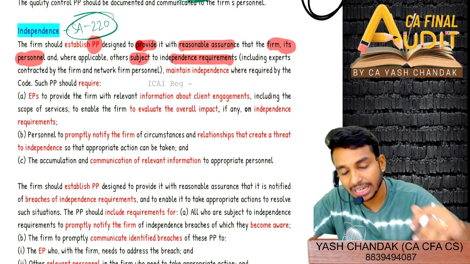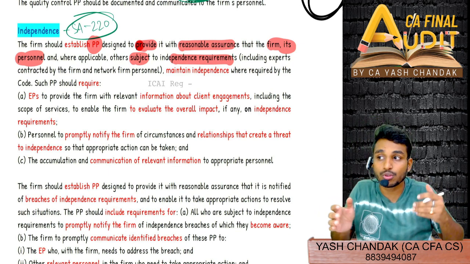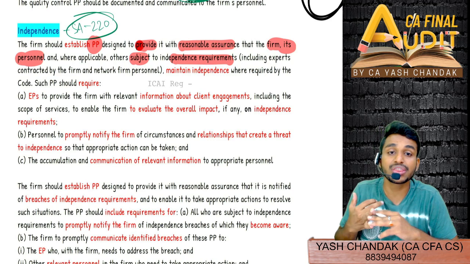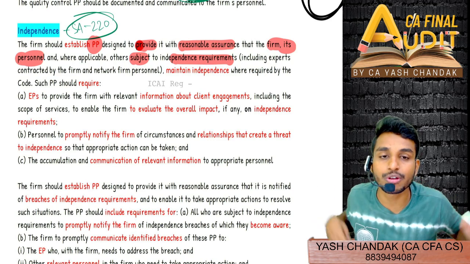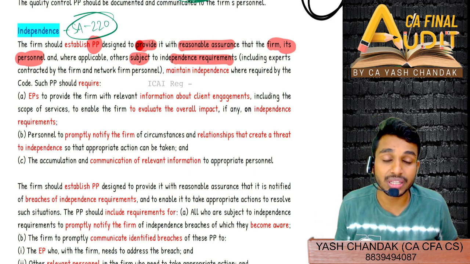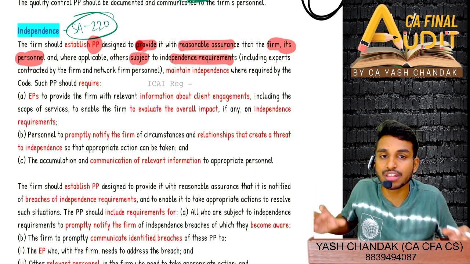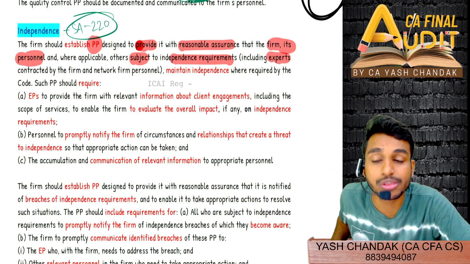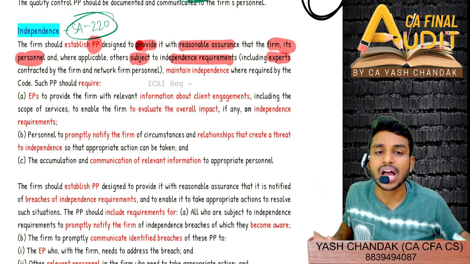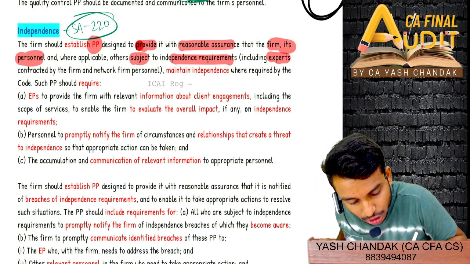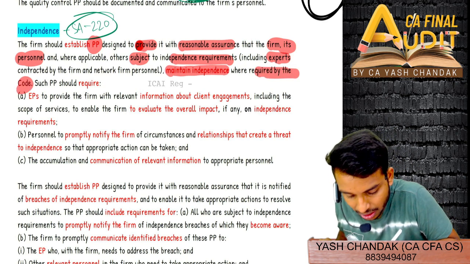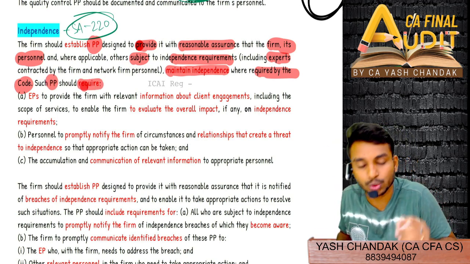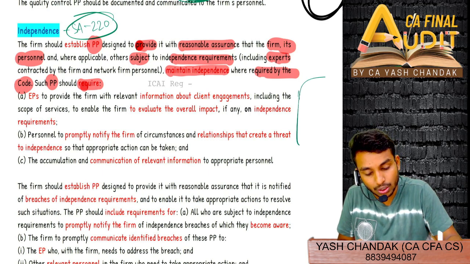for example contractual employees, or suppose you have hired an expert, which we will study in SA 620 for other experts, and SA 500 for management expert. There are two types of expert: management expert and other experts other than management expert. So a management expert could be our employee, while other experts could be outside our firm. Even such experts are also required to be independent. Everyone who is required to be within this independence framework should maintain independence whenever required by the code, and therefore our policy and procedure should include these 3 points.